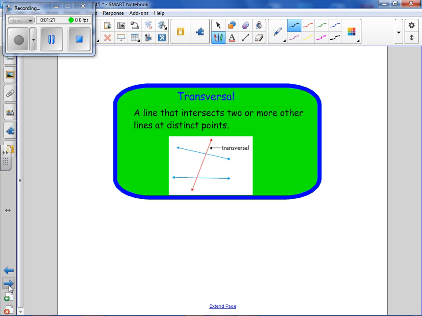A transversal is a line that's going to intersect two or more other lines. So that's the transversal right here, right? It is crossing two other lines, and that's what we call a transversal.